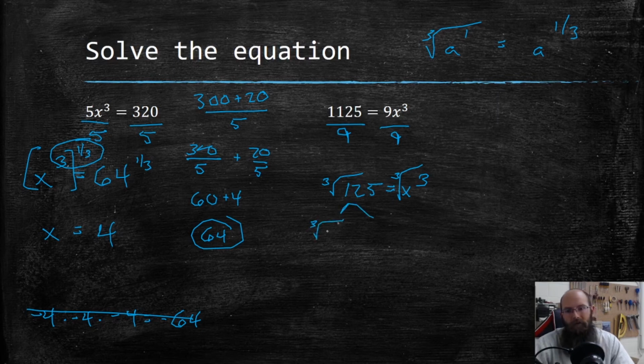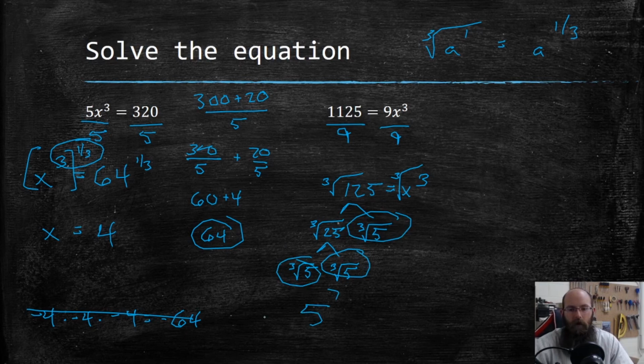Cubed root of 25 times, there's 5 quarters and 125 cents. Then I need to split this one up further. Cubed root of 5 times the cubed root of 5. Well, I have 1, 2, 3 of them. That's my index. That's how many I need. And that gets me 1 normal 5. Cool. And that equals x.